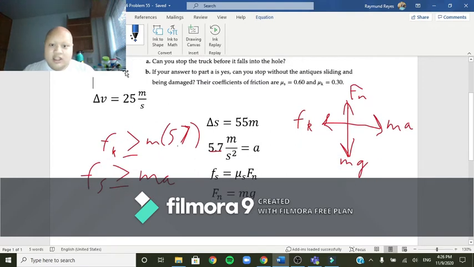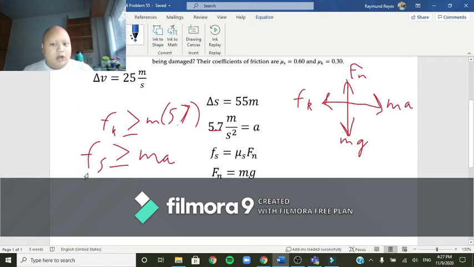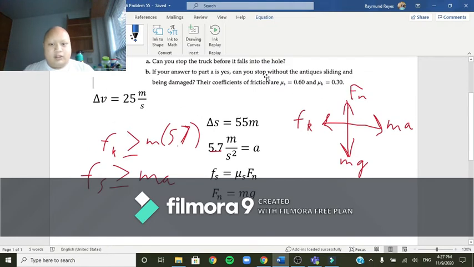And now for part B, we answered yes. So can we stop the antique from sliding without it being damaged? In order to do that, we look here and it says without the antique sliding. So that indicates that the antique would have to stay still. So in order for the antique to stay still, we have to calculate static friction. The difference between kinetic friction and static friction is that static friction is what keeps objects still, and kinetic friction is what goes against moving objects.